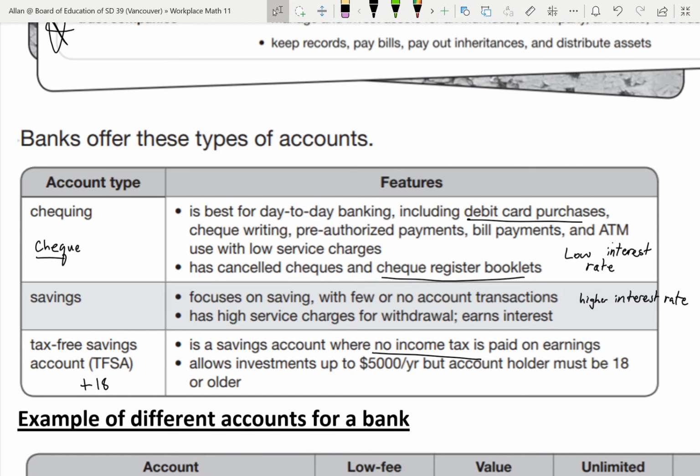The two things are, it allows investments up to $5,000 a year, so you can put $5,000 in without fees. So every year, if you put in $5,000, you can say you don't have to claim that as earnings, but if you deposit more than $5,000, you'll get charged. So they'll charge you a whole bunch extra for going over that amount.